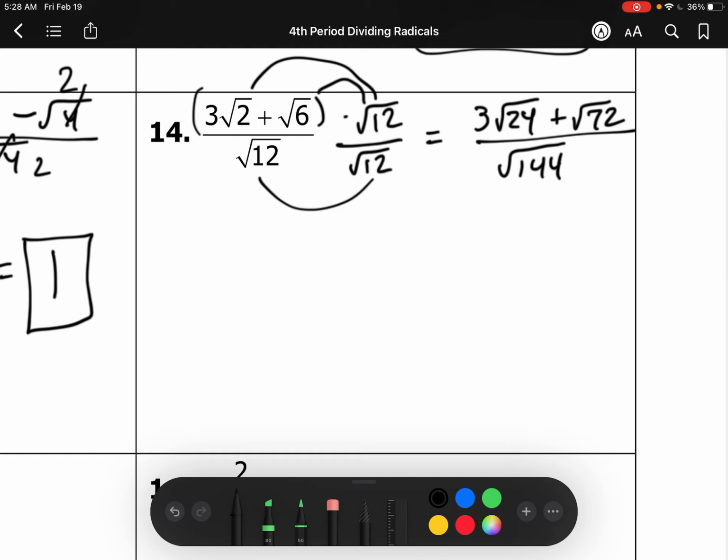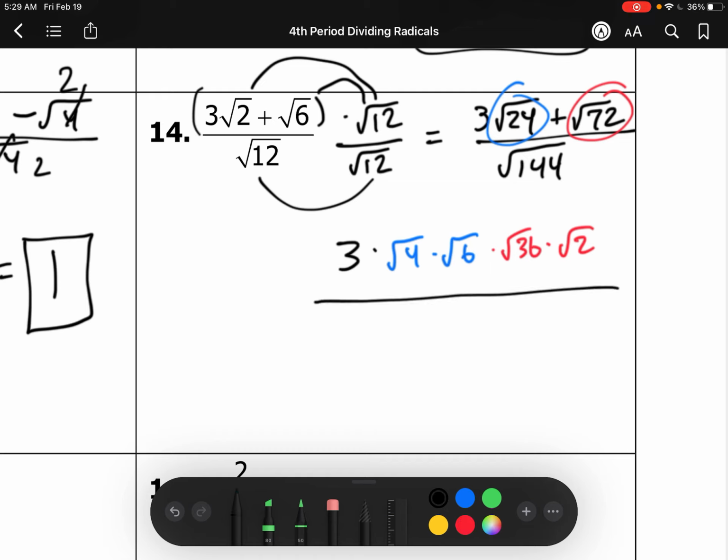Now I need to simplify these, right? So the square root of 24, I'm going to break that up and write it over here. I'm going to circle it in blue so I can show you guys what I'm writing. The square root of 24, I'm going to break up into the square root of 4 times the square root of 6, right? 4 is a perfect square. Next, I need to break up the square root of 72, and I'm going to break it up into the square root of 36 times the square root of 2. 36 is my perfect square. And then this is being divided by the square root of 144, which is 12, right?